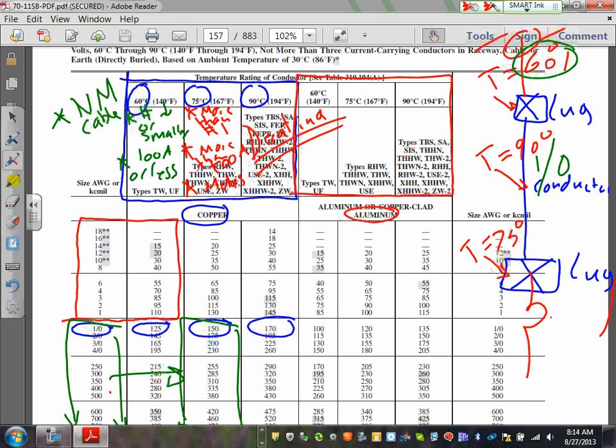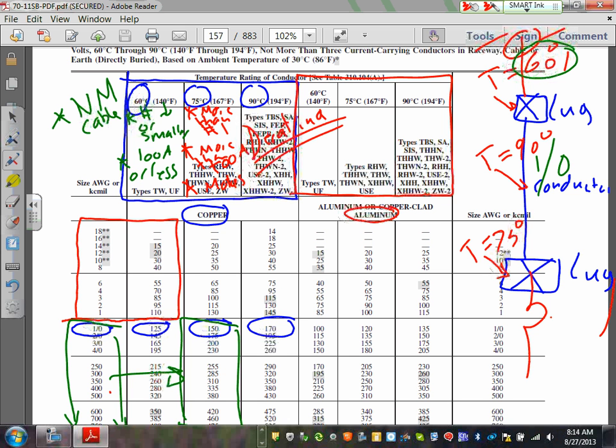Does everybody know how to use this table now? When you test for your master, and you journeymen too, these are the rules you're going to be following. When you size in your office, these are the rules you're going to be following.